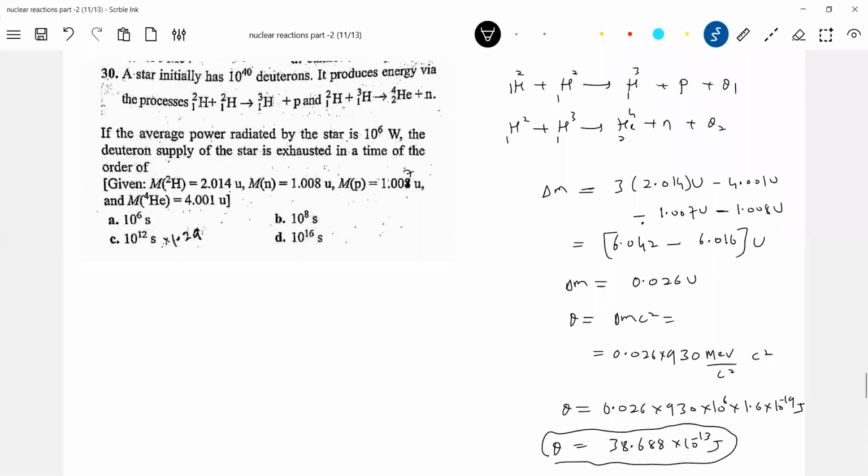Average power. Which is the average power? It is not in the question. 10 to the power 16? That's why it's not matching. I'll make it 16. Then okay. This should be 16, sir. Oh, the question itself is wrong. I think now okay. Check it now.